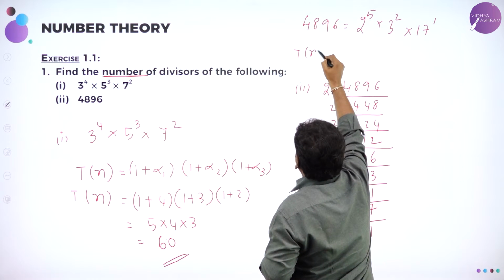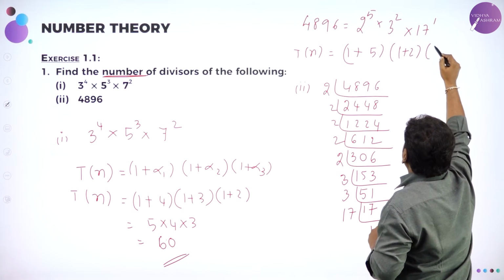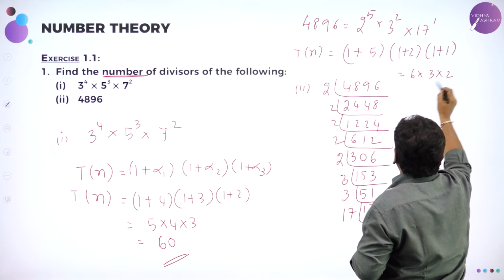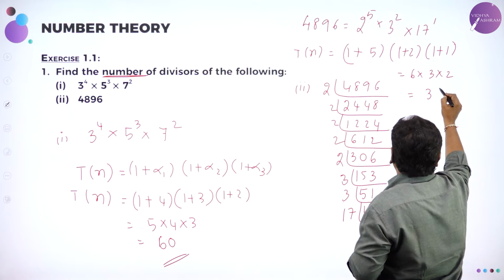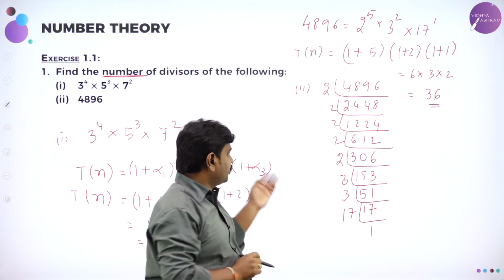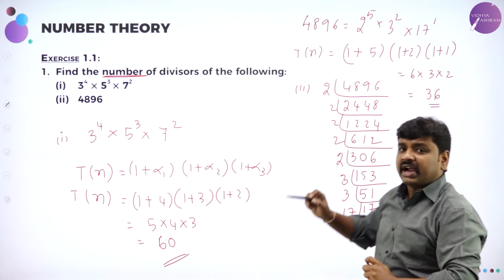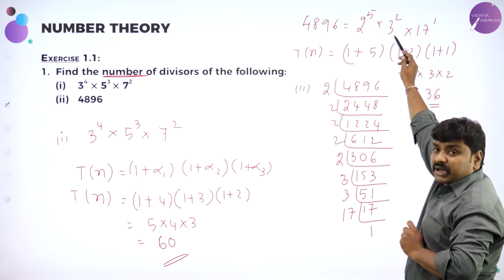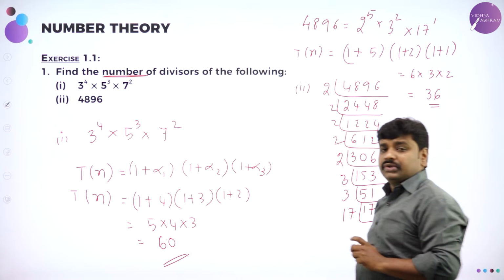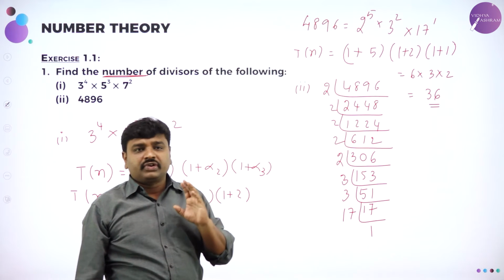So T of n, the number of divisors, means 1 plus 5, add 1 to the power, into 1 plus 2 into 1 plus 1. So that is 6 into 3 into 2, so 36. 36 total divisors are possible. How to find the number of divisors? 1 plus alpha 1 into 1 plus alpha 2 into 1 plus alpha 3, meaning add 1 to each power and multiply. 1 plus 5 becomes 6, 1 plus 2 becomes 3, 1 plus 1 becomes 2. So 6 into 3 into 2. 6 3s are 18, 18 2s are 36. 36 total divisors are possible.